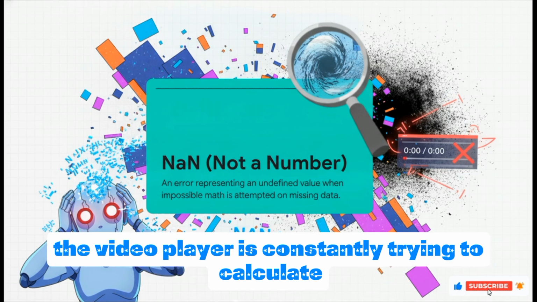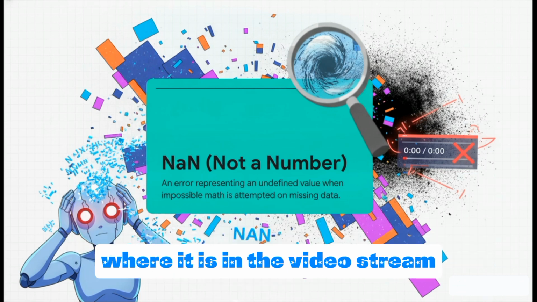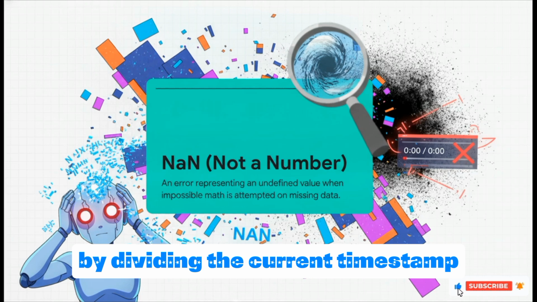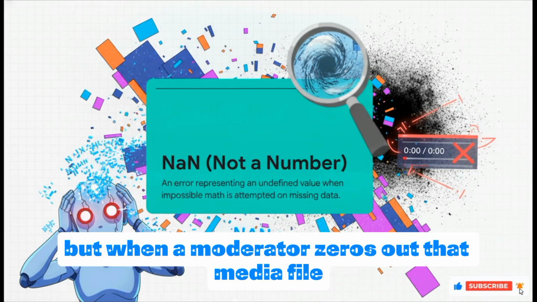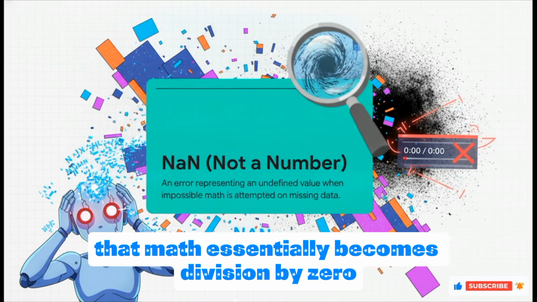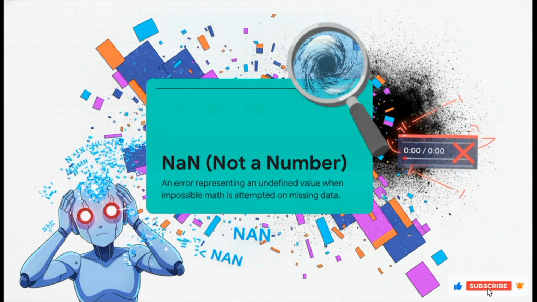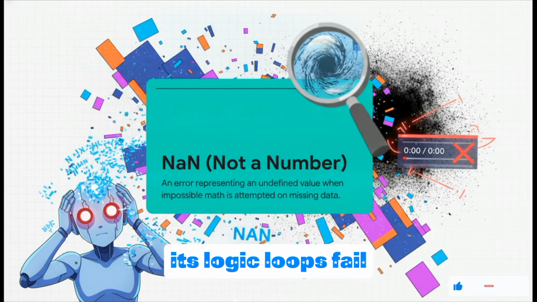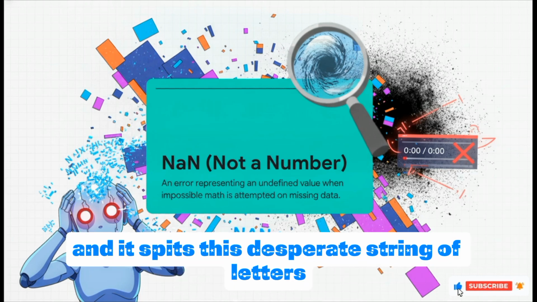See, the video player is constantly trying to calculate where it is in the video stream by dividing the current timestamp by the total duration. But when a moderator zeroes out that media file, that math essentially becomes division by zero. The system's brain just freezes, its logic loops fail, and it spits this desperate string of letters onto your screen.